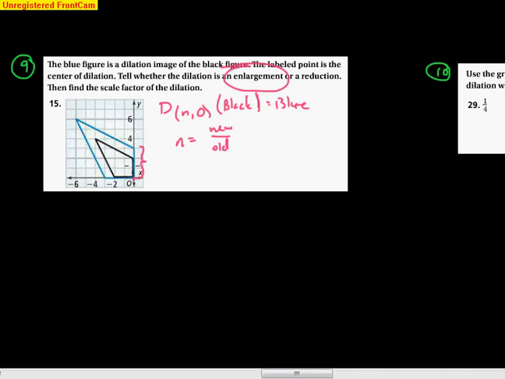So from this point O to this point right here on the new figure, how many do we go? 1, 2, 3. From this point O to the corresponding point of the old figure, how many do we go? 1, 2. There's your scale factor. 3/2, or divided, 1.5. Okay, so you use a pair of corresponding lengths, whether it's from the center of dilation or it's just a pair of corresponding sides. That's how you find the scale factor. New over old.